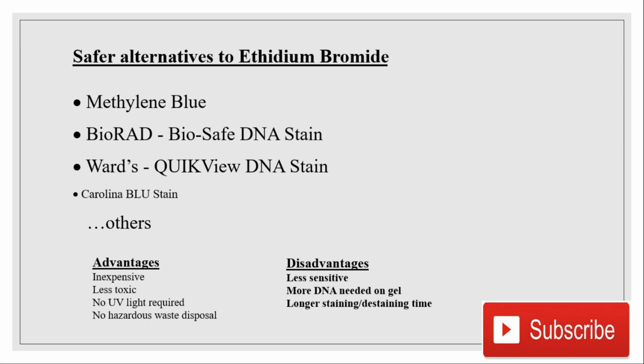Every staining material has advantages and disadvantages. It is inexpensive, less toxic, no UV light required, and no hazardous disposal. The disadvantages are that it is less sensitive, more DNA is needed on the gel, and it requires longer staining and destaining time.